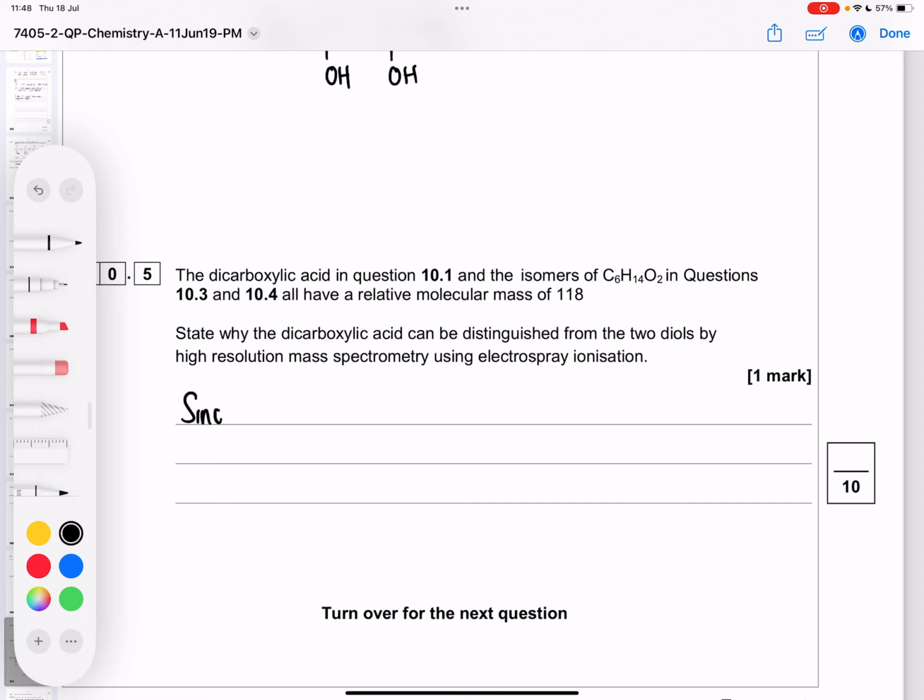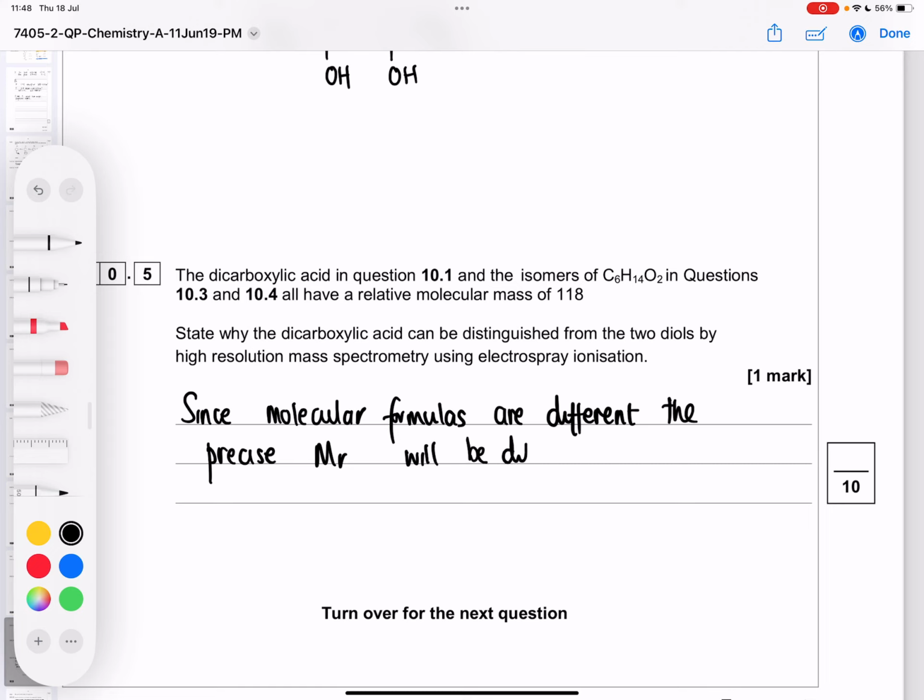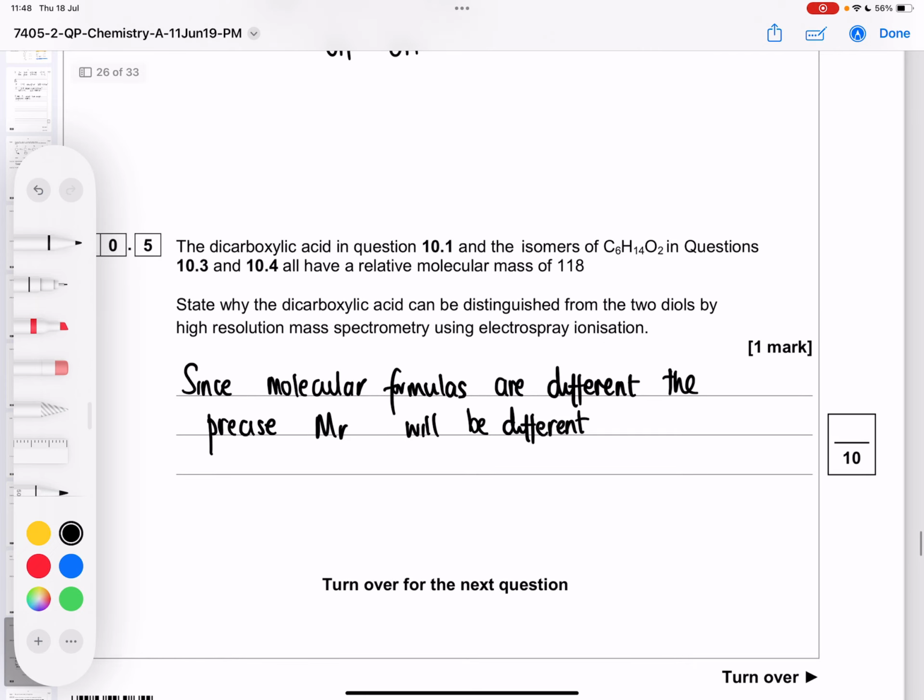So since molecular formulas are different, the precise Mr will be different. Isomers would not be distinguishable, but because these two things are not isomers, they would be different to more decimal places.